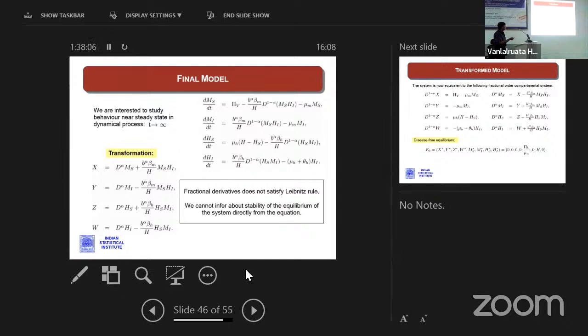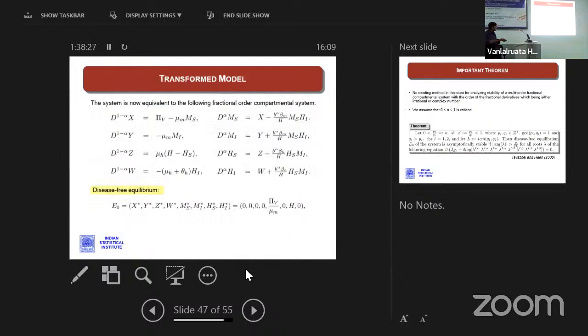Fractional systems do not satisfy the limit group property, so we cannot infer the stability of the system directly, as I can do otherwise. I use this transformation. So I started with a four dimensional equation, and when I use this transformation, I have a system of equations.